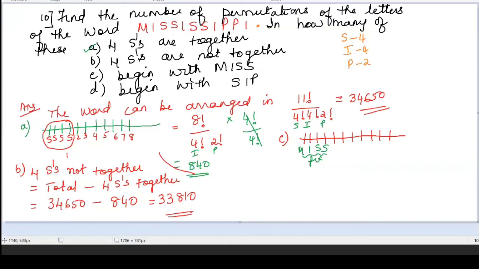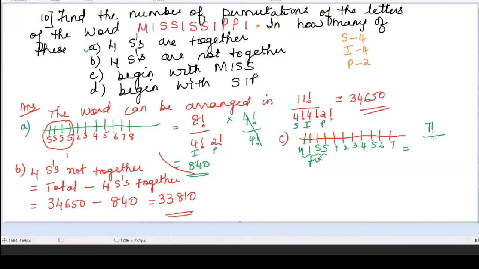So how many are there now? Arrangements. 1, 2, 3, 4, 5, 6 and a 7. Okay, so how many arrangements are possible here? How many arrangements are possible? This is 7 factorial.